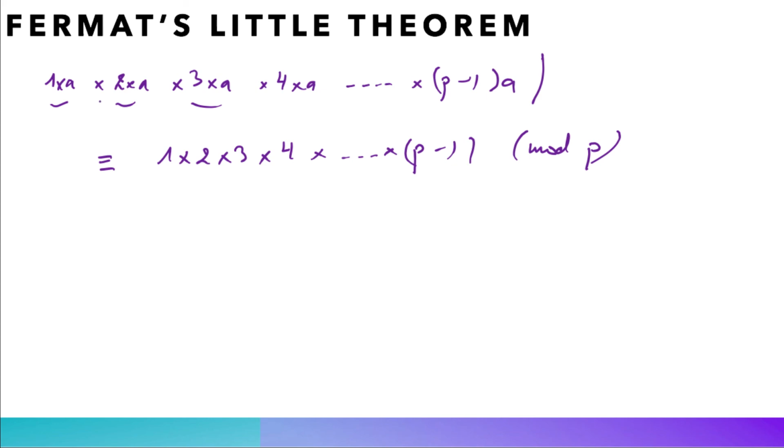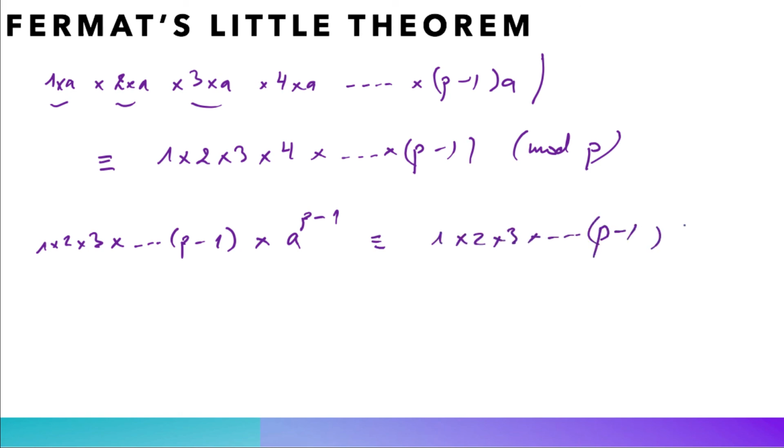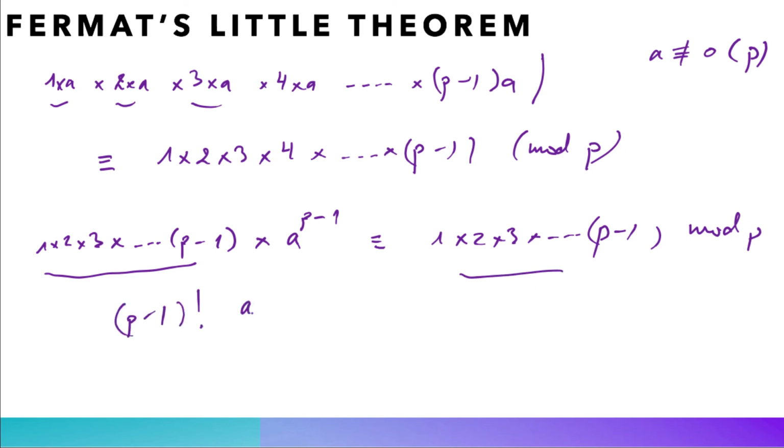Notice here that I have p minus 1 elements, so we get that 1 times 2 times 3 until p minus 1 times a to the p minus 1 is congruent to 1 times 2 times 3 until we get to p minus 1 modulo p. Of course, let me remind you here that I'm taking a not congruent to 0 modulo p, which means that a is not divisible by p. This number here to the left is the same number here to the right, which we denote p minus 1 factorial, times a to the p minus 1 congruent to p minus 1 factorial modulo p.